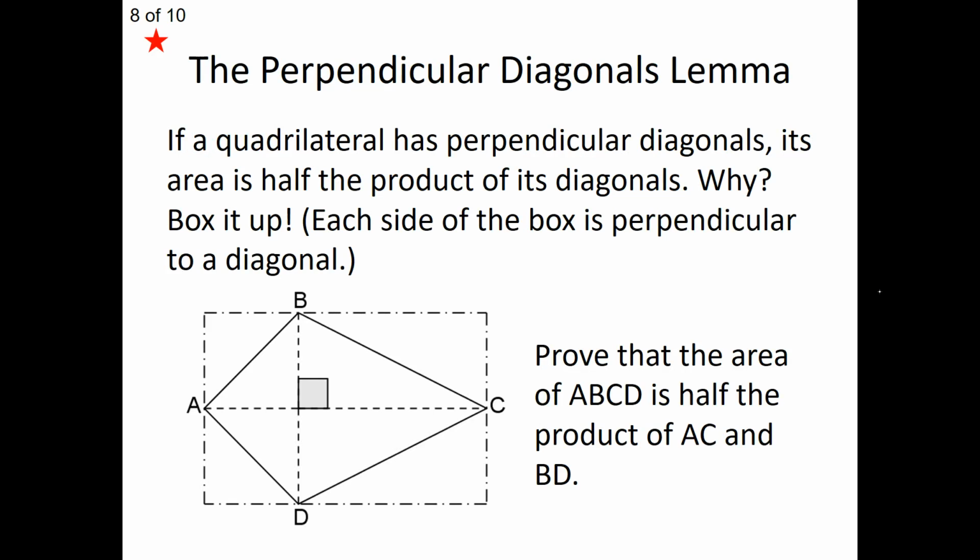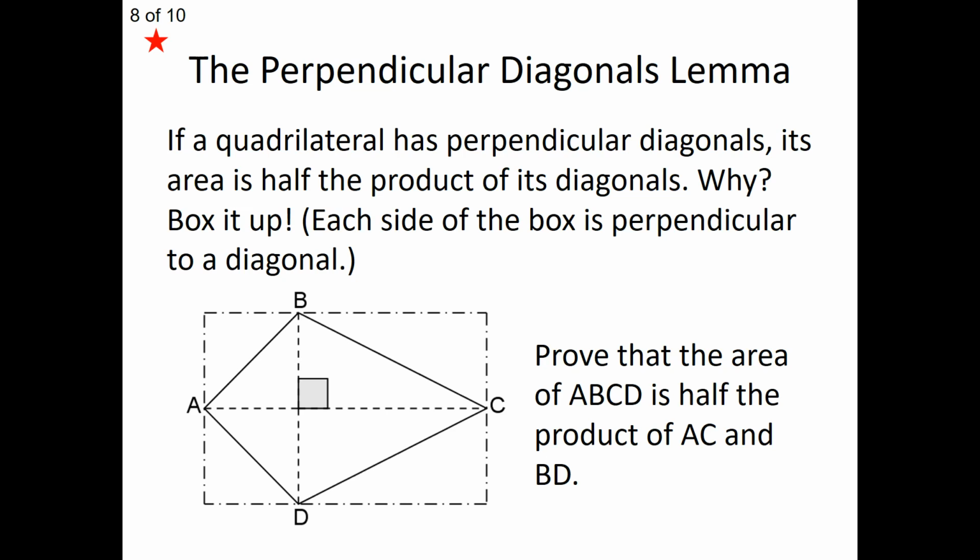So what I'm going to introduce to you is what we call the perpendicular diagonals lemma. This lemma is going to lead us into the derivation for both of our areas of the rhombus and of the kite. And the reason why is because both of these will satisfy this perpendicular diagonals lemma. What this lemma says is this: if a quadrilateral has perpendicular diagonals, its area is half the product of its diagonals. Now, why is that?